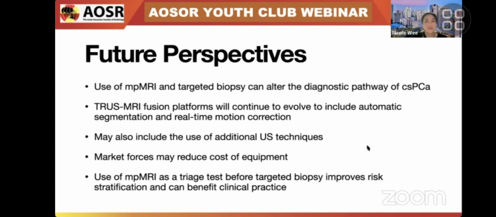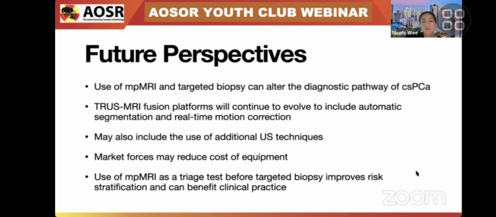So in future, the use of multiparametric MR and targeted biopsy can alter the diagnostic pathway of clinically significant prostate cancer. And moving forward, the fusion platforms will continue to evolve. Future developments include automatic segmentation and deformable co-registration with real-time motion correction, combined with improvements in the biopsy procedure. For example, improved ultrasound resolution to further improve targeting accuracy. And there can also be inclusion of additional ultrasound techniques such as contrast enhanced ultrasound or elastography to refine the fusion techniques in future.